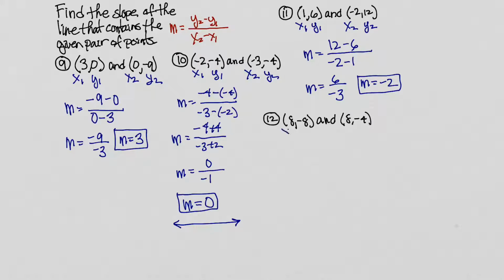So the first x I see is 8. The first y I see is negative 8. The second x I see is 8, and the second y I see is negative 4. Right? So x1, the first x, is 8, the first y is negative 8, the second x is 8, the second y is negative 4.